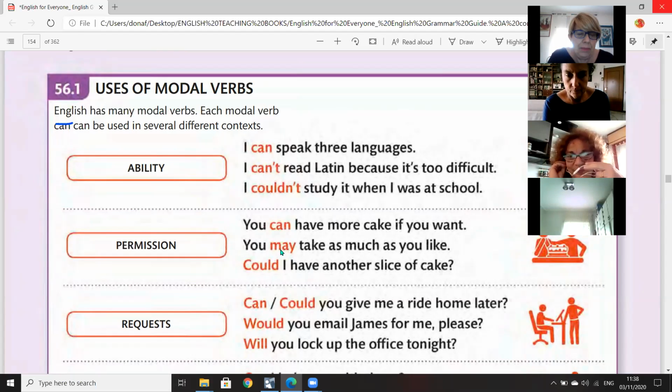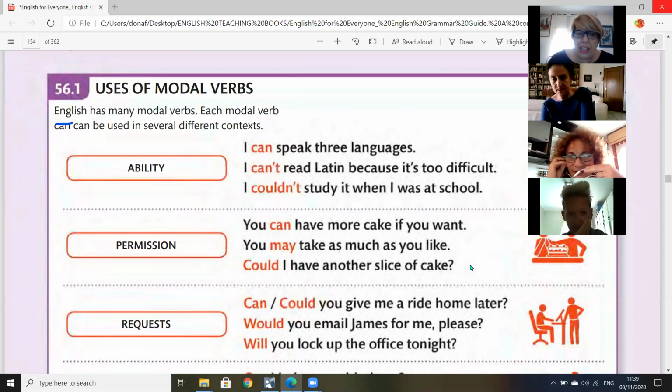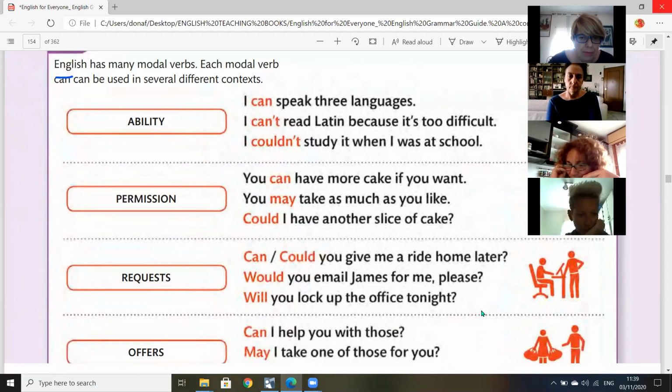Allora, you can have more cake if you want. You may take as much as you like. Could I have another slice of cake? Lo vedi, Antonella? Qui in effetti ti sta radunando tutto quello che tu hai detto about permission. So you have can, you have may, you have could. You can use all of them. Ok?